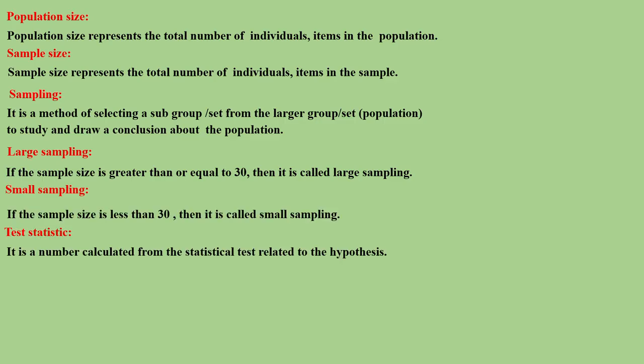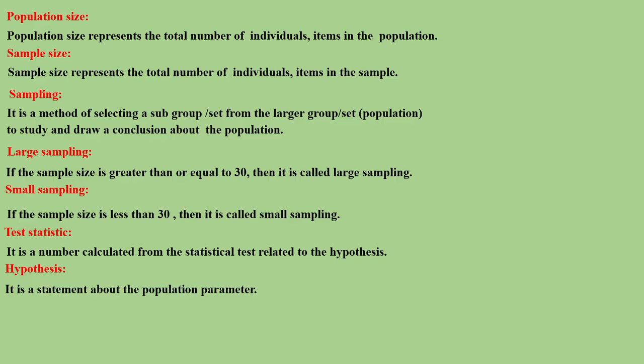Test statistic: it is a number calculated from the statistical test related to the hypothesis. You can take it as a formula. We are substituting all the values in the formula. First we find the values of the details in the formula, then put them in that formula, and we get a number. That is called the test statistic. So this is related to the hypothesis.